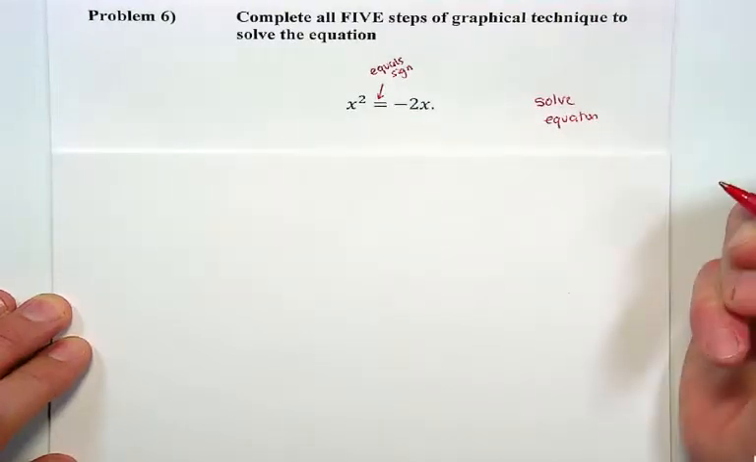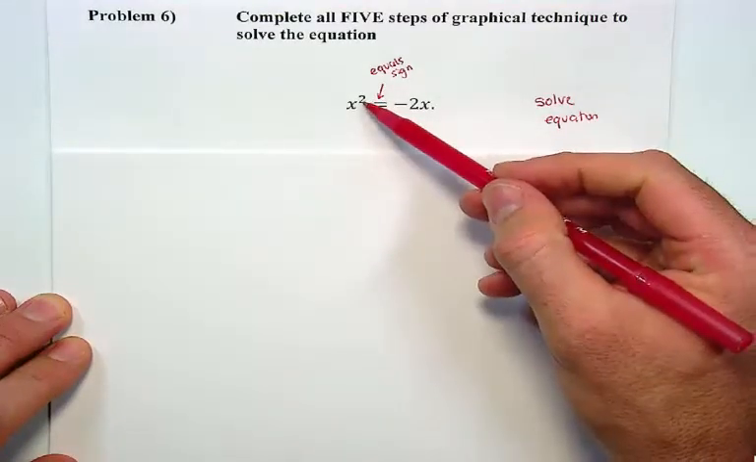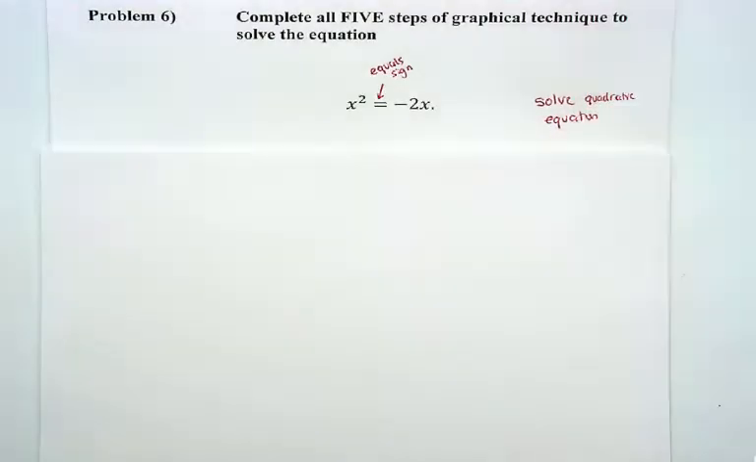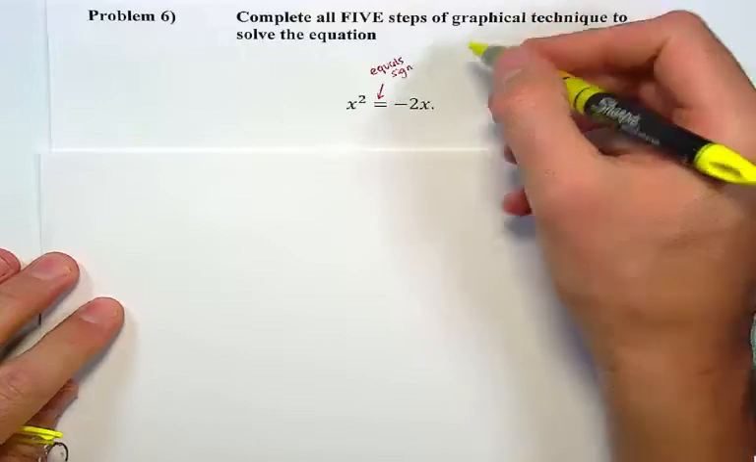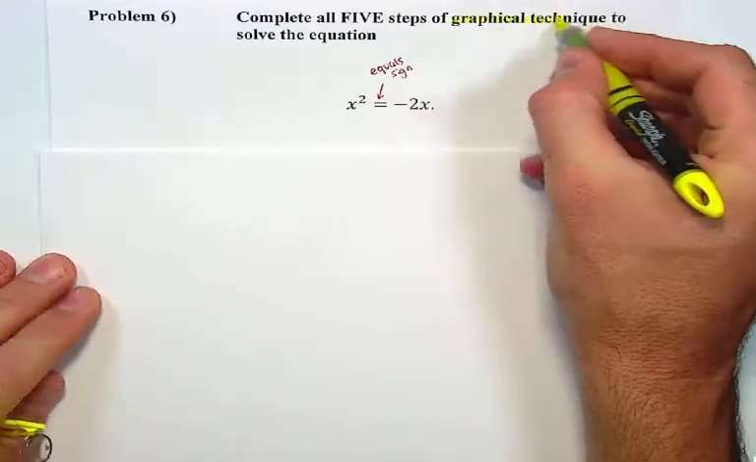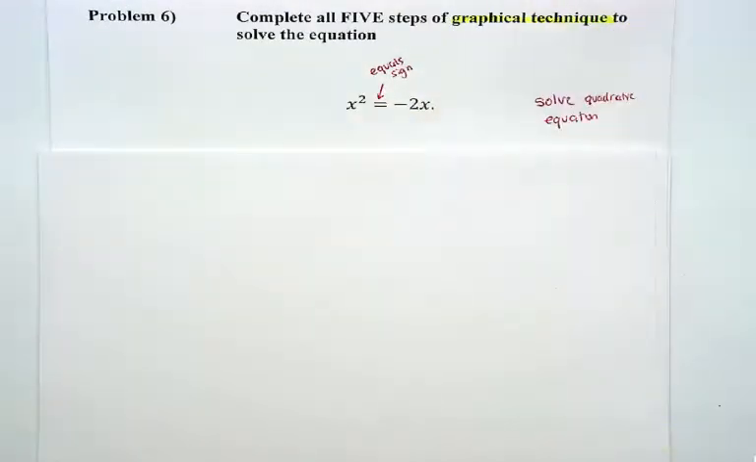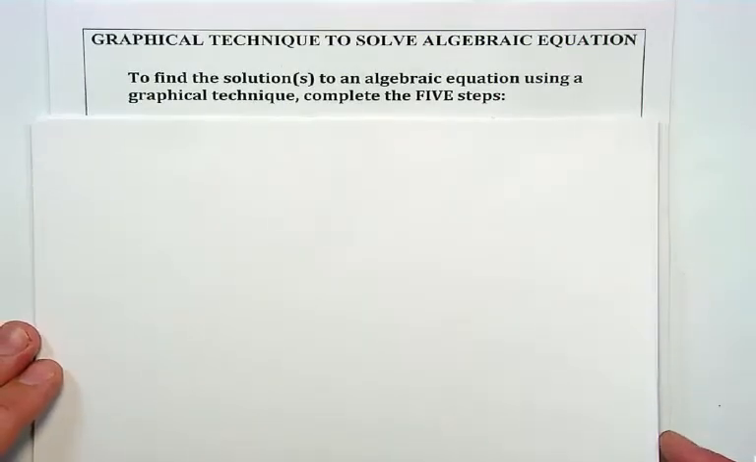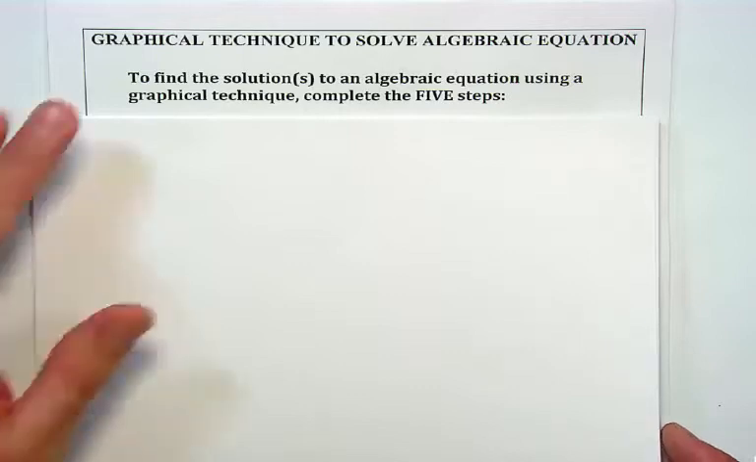What type of equation is it? Cuadro. Square. So this is a quadratic equation. When solving equations, we have 2 techniques to work with. In this case, we're actually specifically told we want to use a graphical technique. Remember that to solve an algebraic equation using a graphical technique, we complete 5 steps.